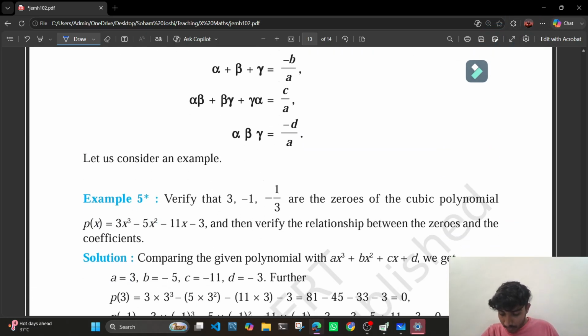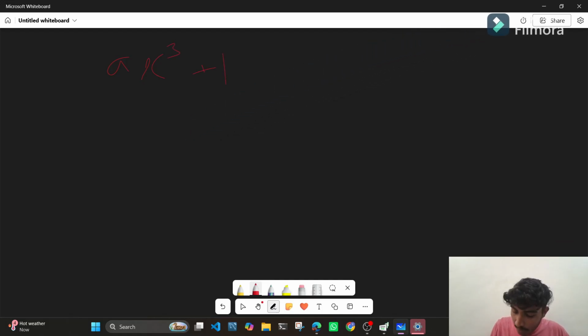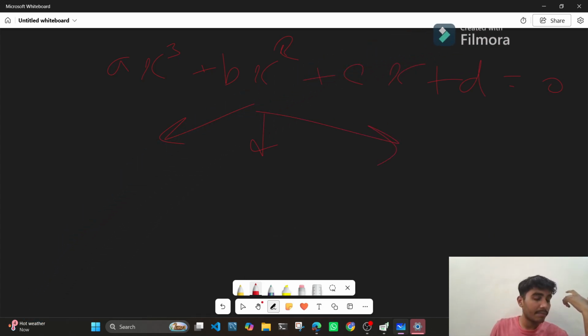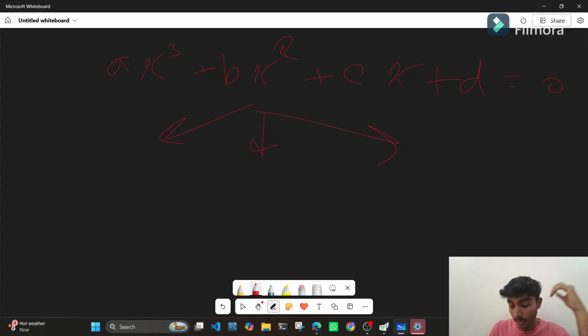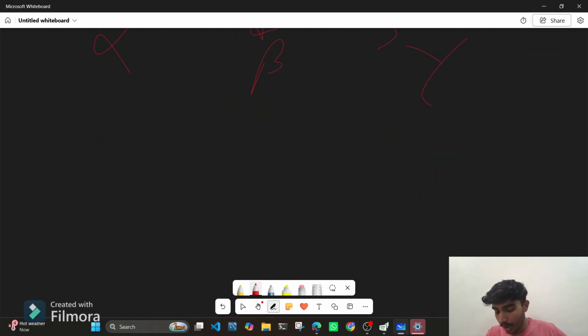Okay. Moving further, we have roots of a cubic polynomial. Let's say we have ax cube plus bx square plus cx plus d equal to 0. This is the general form to represent a cubic polynomial. The highest power of x is 3, so the degree is 3. So we get three roots: alpha, beta, and gamma. Gamma is again a Greek letter used to represent it.